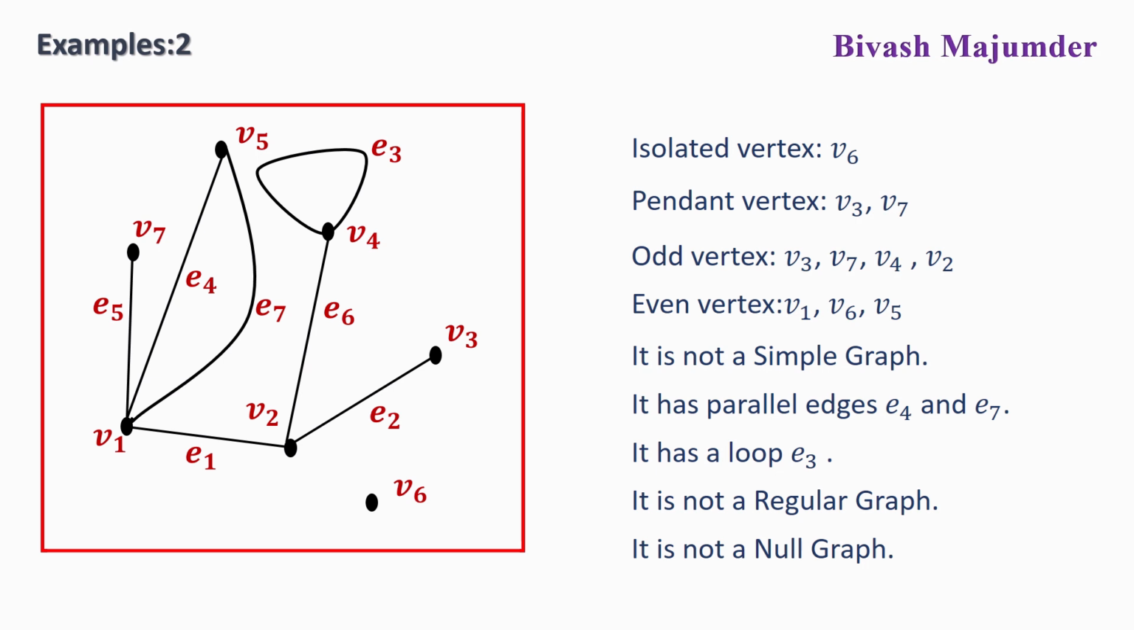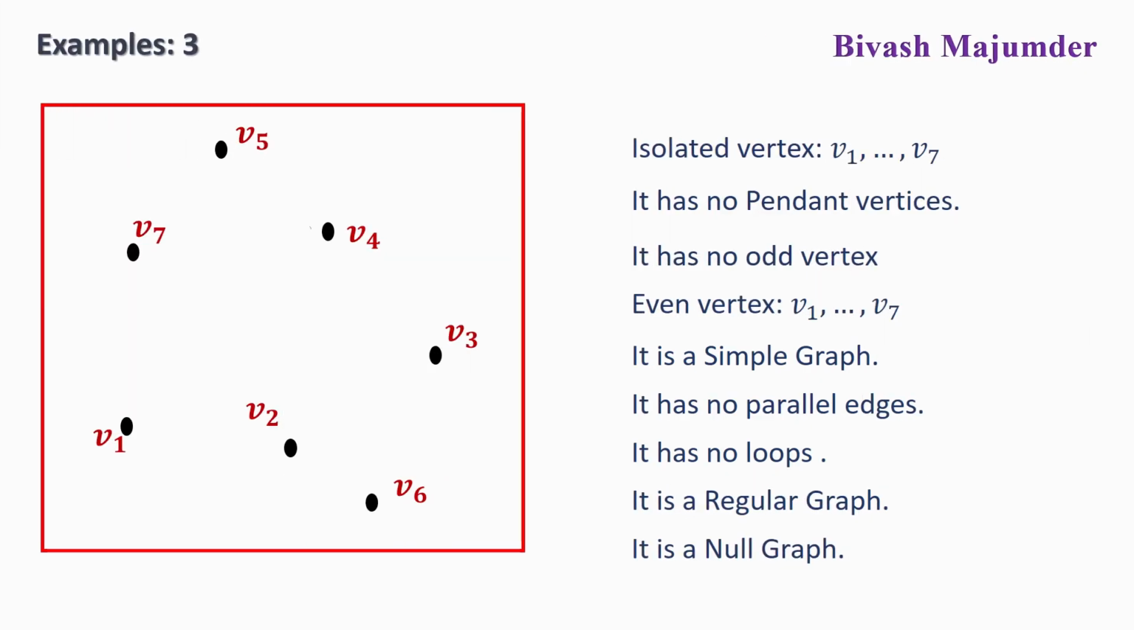It is not a simple graph. It has parallel edges E4 and E7. It has a loop E3. It is not a regular graph. It is not a null graph.